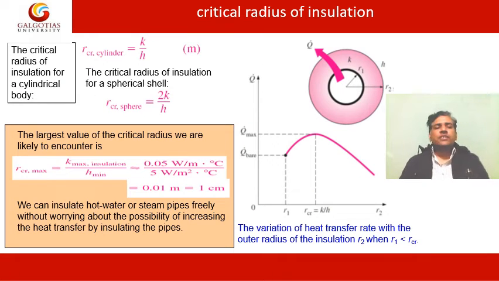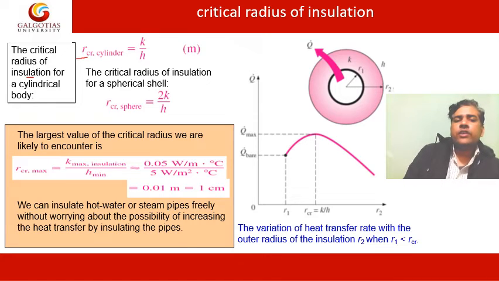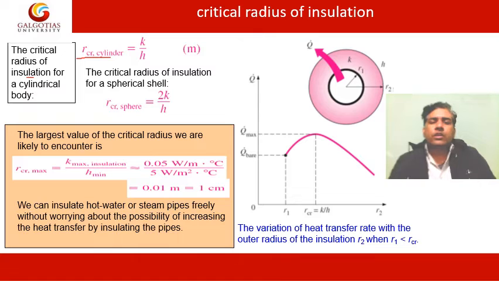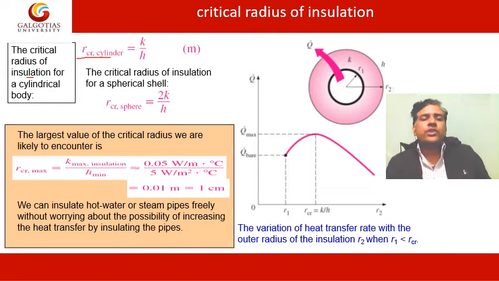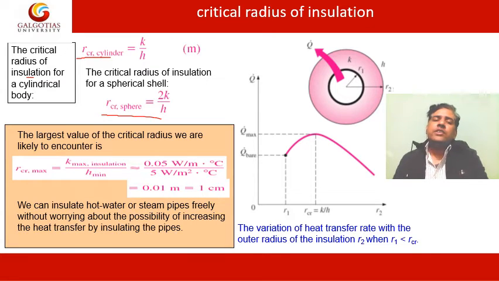For cylindrical surfaces, the critical radius of insulation is calculated using this formula. If the radius of the insulation is less than the critical radius, then the addition of insulation will always result in an increased heat transfer. So if we want to reduce the heat transfer, we have to add insulation beyond the critical radius. Similarly, for a sphere, this is the relationship that should be utilized to find the critical radius of insulation.